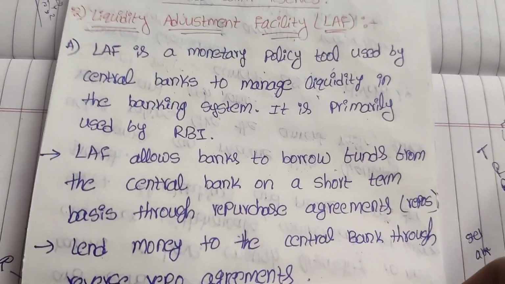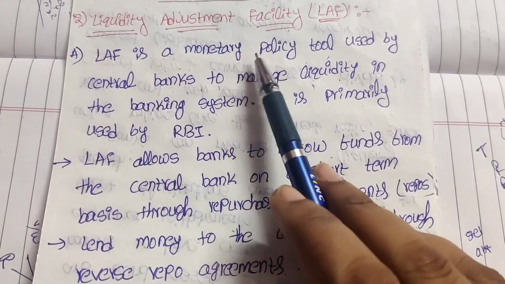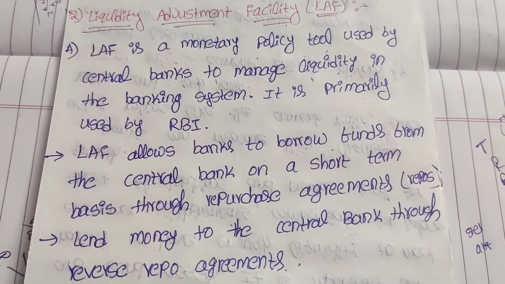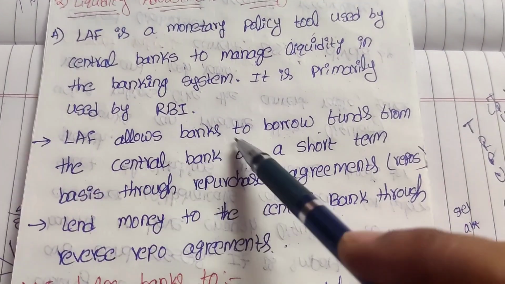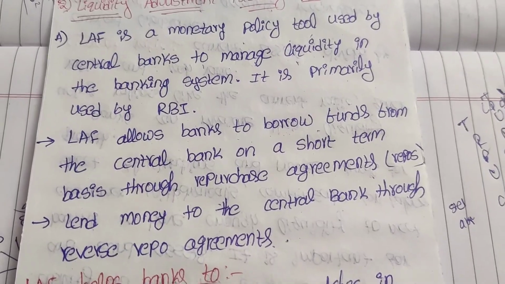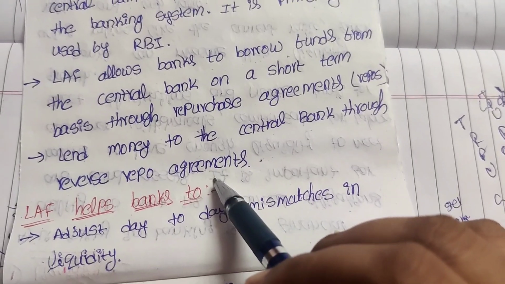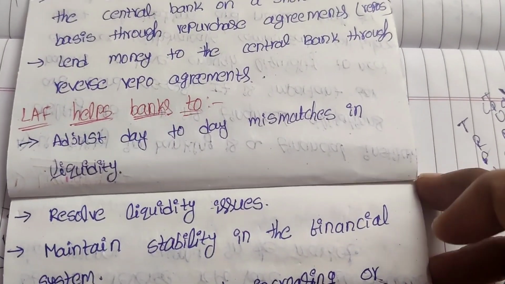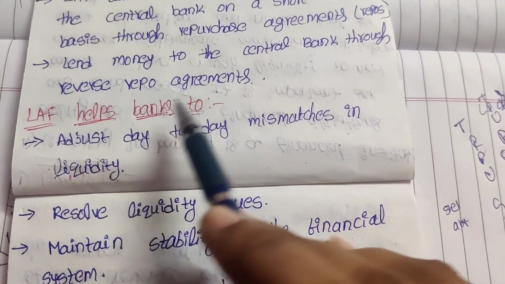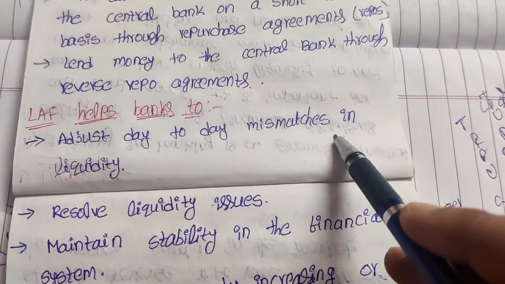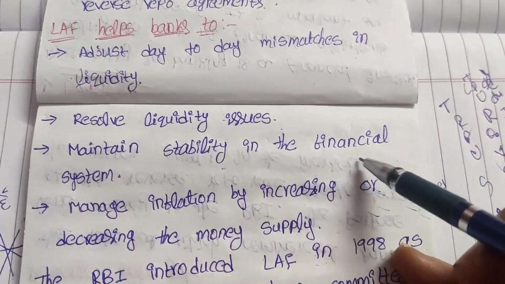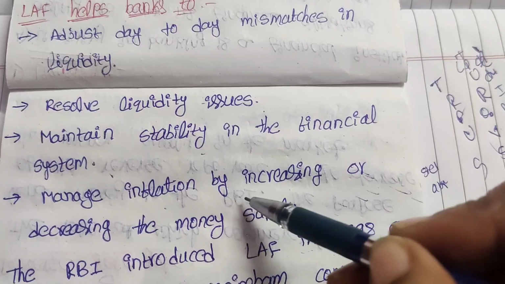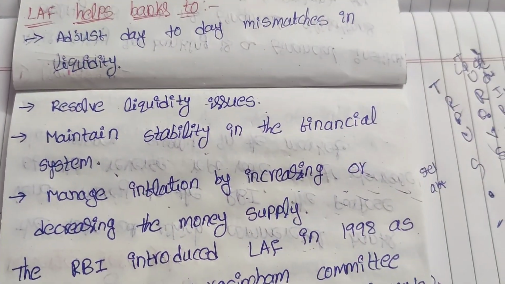Once again, let's recall it. LAF is a monetary policy tool used by central banks to manage liquidity in the banking sector. It is primarily used by the RBI. LAF allows banks to borrow funds from the central bank on a short-term basis through repurchase agreements and also lend money to the central bank through reverse repo agreements. How does LAF help banks? It helps adjust day-to-day mismatches in liquidity, resolve liquidity issues, maintain stability in the financial system, and manage inflation by increasing or decreasing the money supply.